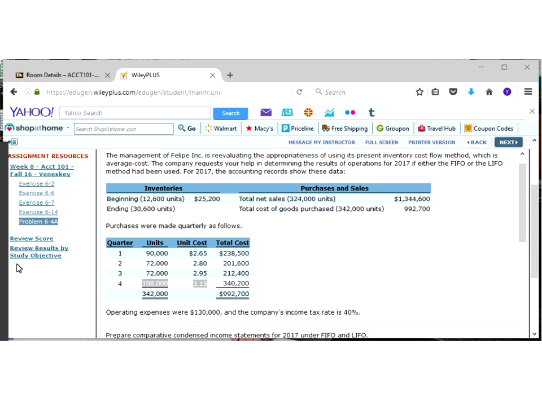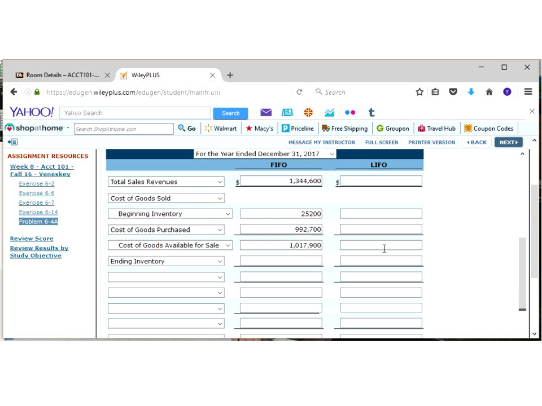So I pick up my calculator, 30,600 items in ending inventory, and they cost me $3.15, the most recent cost. That leaves me an ending inventory amount of $96,390. This number will be different for your LIFO side.